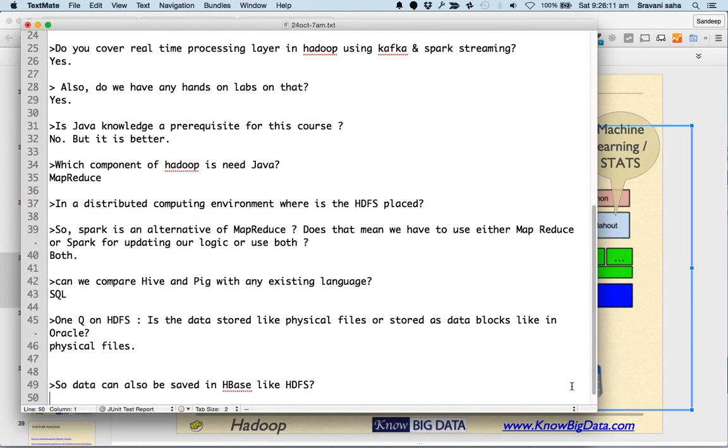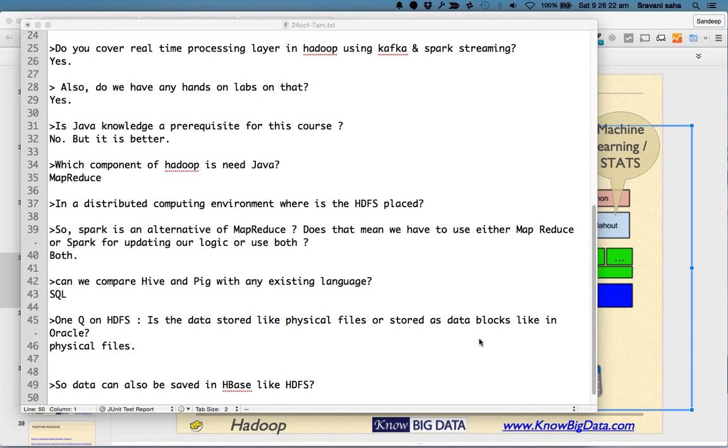So the data can also be saved in HBase like HDFS. Sorry, in HBase you have to store the data in the form of records. You have a table and the table has records. You keep on inserting either the columns or the rows.